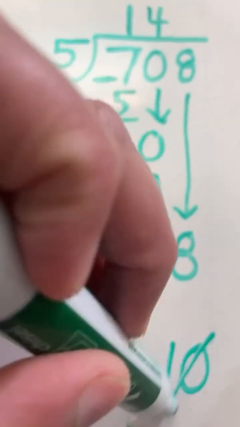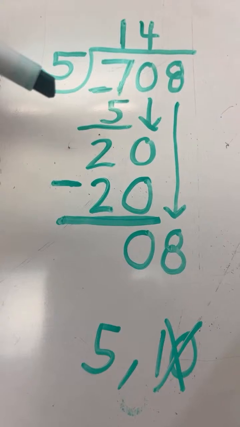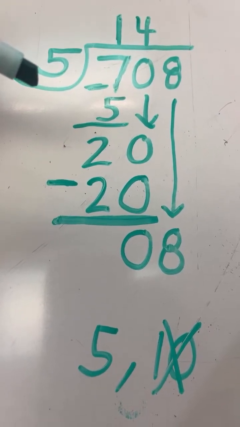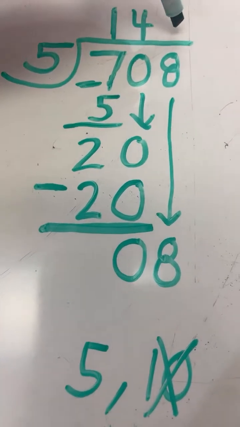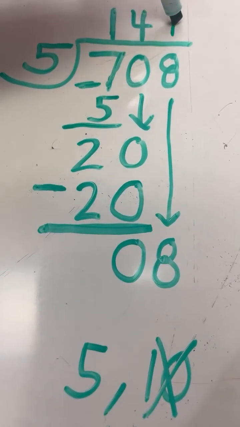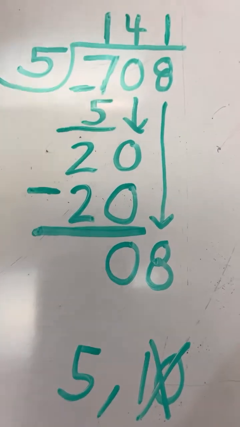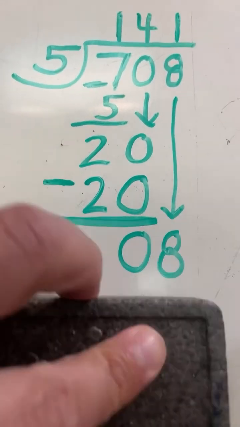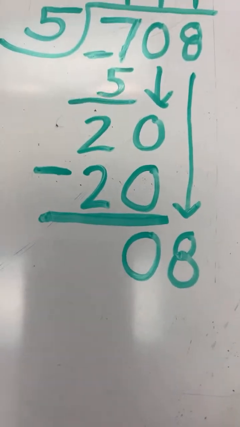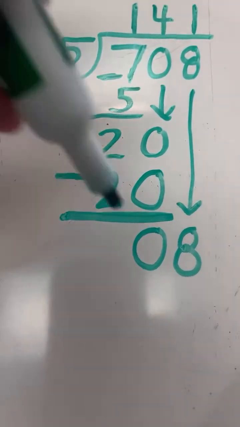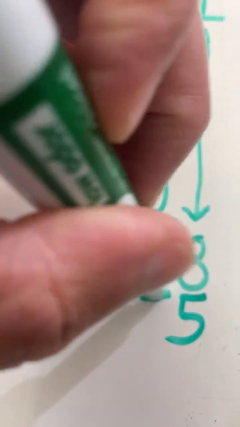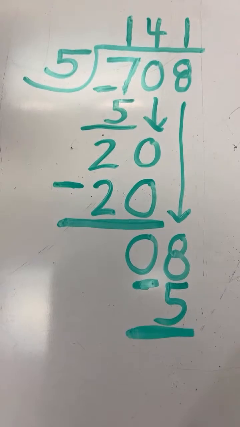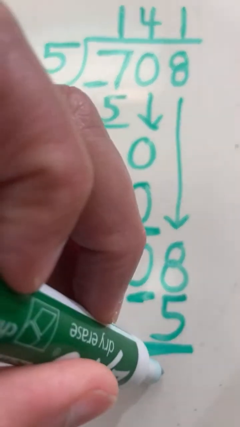If I count by 5 again, I'm too far, right? We were only able to get 1 full group of 5 within 8. 8 divided by 5 equals 1. Now we have to subtract 5 from 8 to get a remainder. And skip counting, 5 was as close as we could get to 8 without going over. So 8 minus 5 is 3.